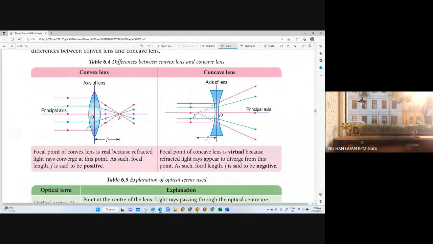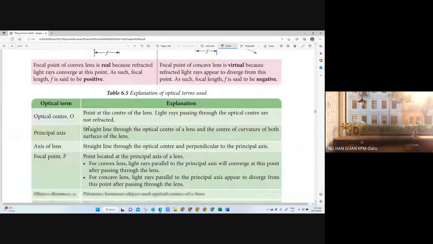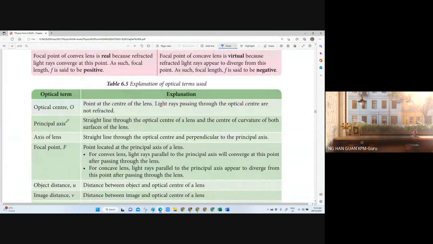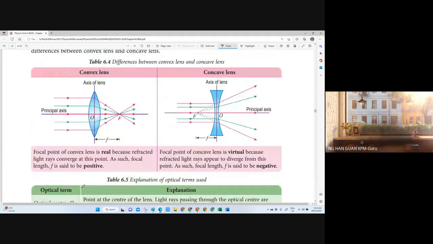Okay, so we have the convex lens and the concave lens. All the terms here: optical center, principal axis, axis of the lens, focal point, object distance, image distance, focal length. Their explanations are all given here already, so I don't want to repeat them. You need to read and try to understand it. So I will straight away discuss how you're going to form the image by the drawing.